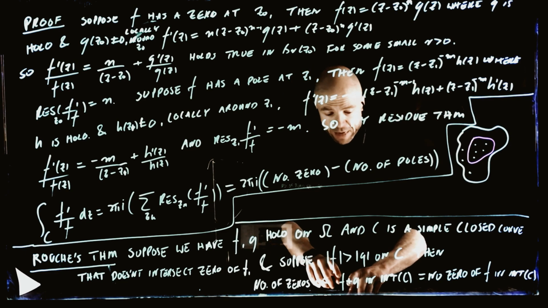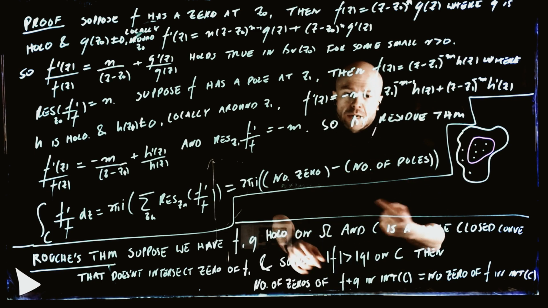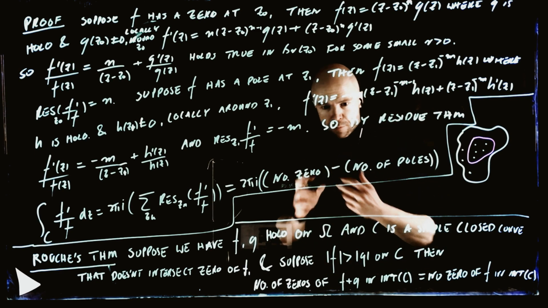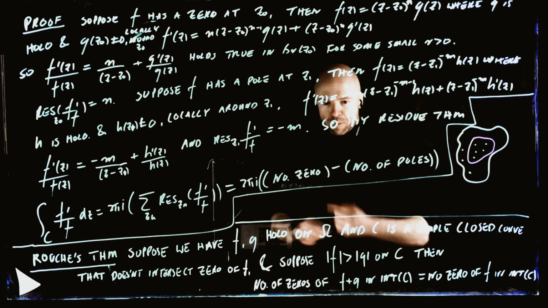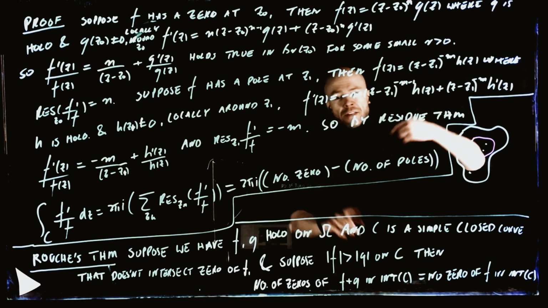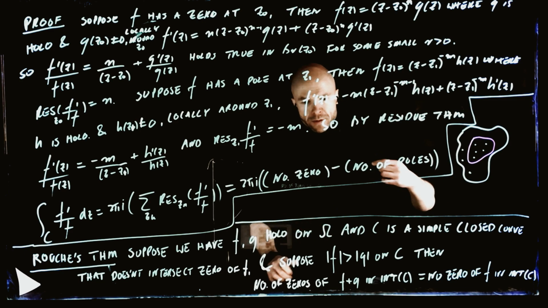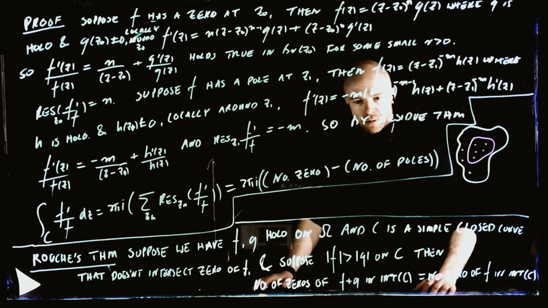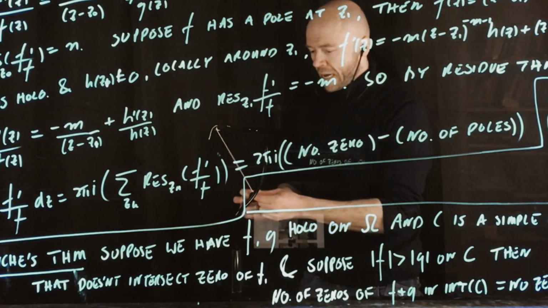And the number of times the image of C under F plus G winds around zero is the number of zeros of F plus G. So if we consider this F plus G, and the image of the curve winds around the same number of times as F, then we're all set. Is that making sense, people? Give me a thumbs up if so. Cool. All right.